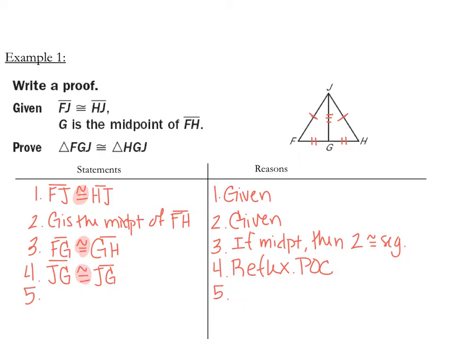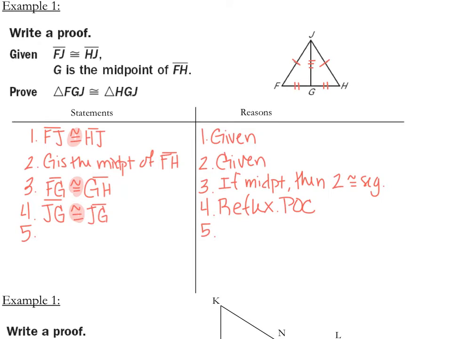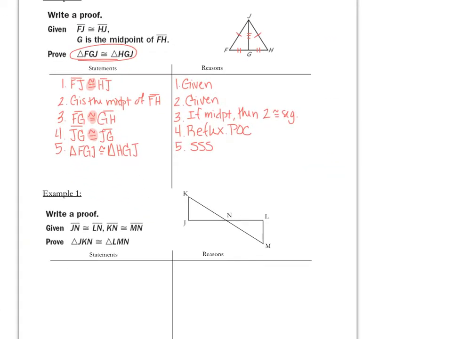So now I can state that my triangles are congruent. Triangle FGJ is congruent to triangle HJG. Now, I just used my proof statement. This will always be the last statement in your proof. Now I look at my picture. Now I have to figure out which one of the 5 shortcuts it is. Well, I see 3 sides, so it's going to be side, side, side. So that is my first proof.